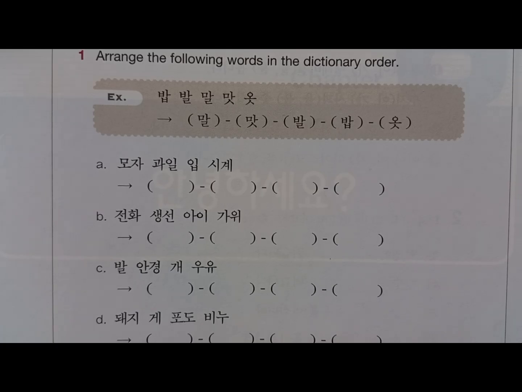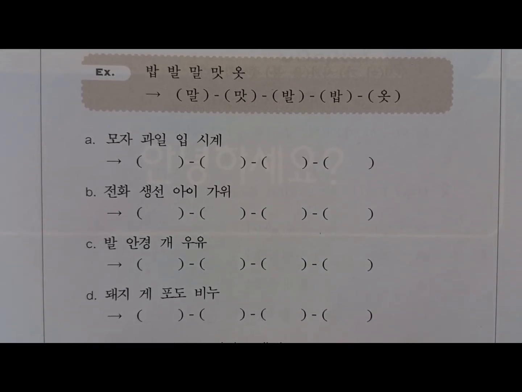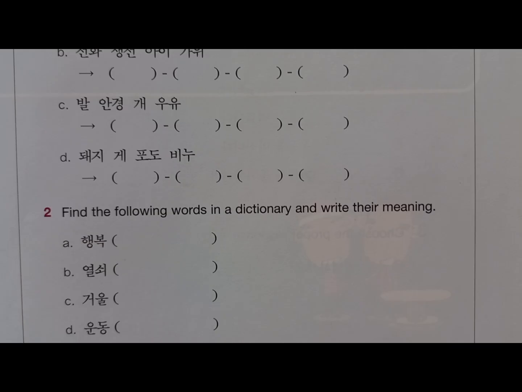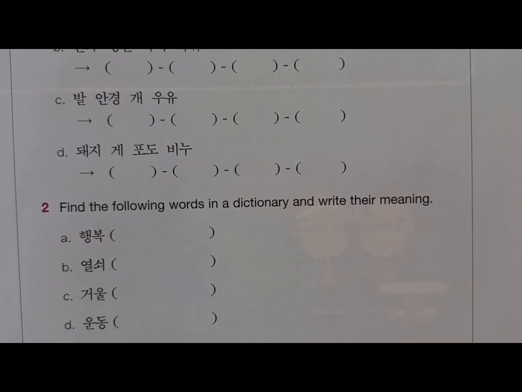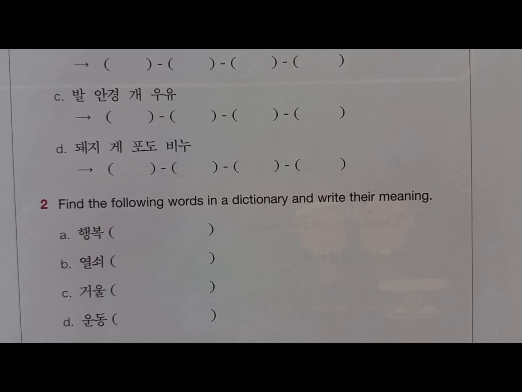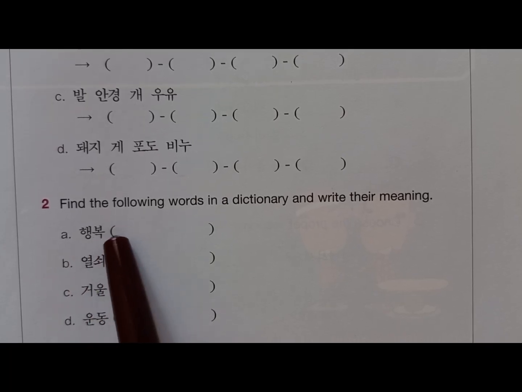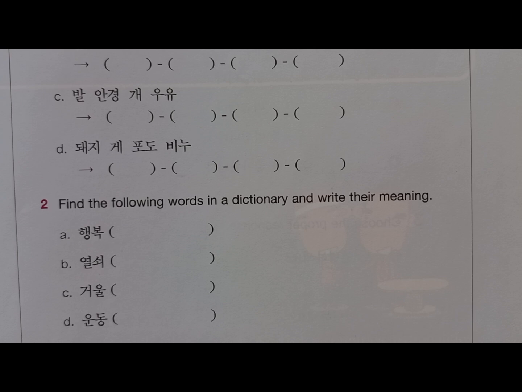All right. Let's find the following words in a dictionary and write their meaning. 행복, happiness. 주스, we learned this one. 키, 거울, mirror, and 운동, sports.